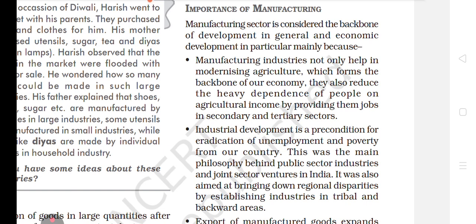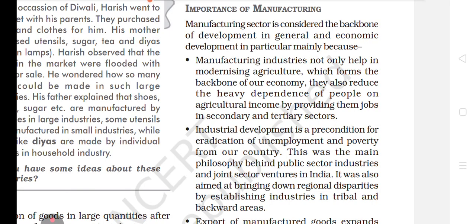Very important line. You can use this line only in your answers. Okay, the manufacturing sector is considered the backbone of development in general, and of economic development in particular. The question can come: manufacturing sector is considered the backbone of development in general and economic development in particular, justify the statement. Then what points will you write to justify your answer?